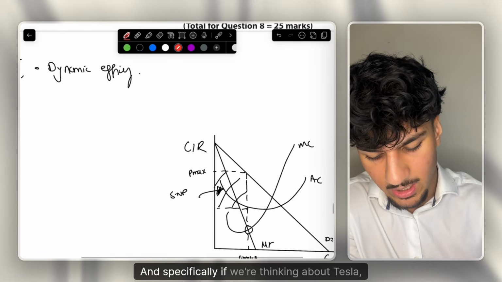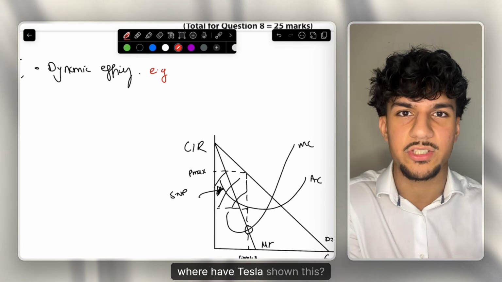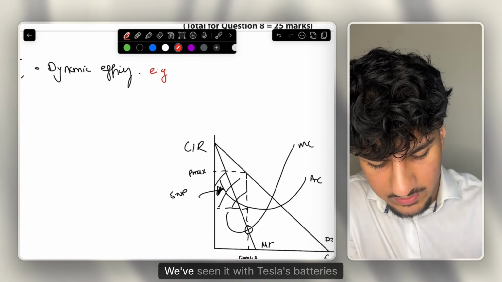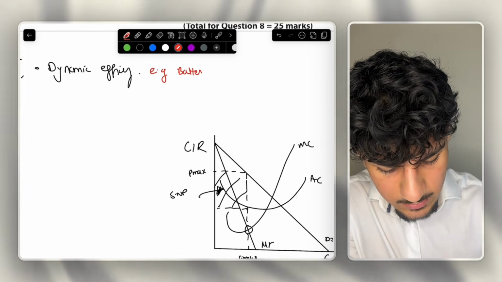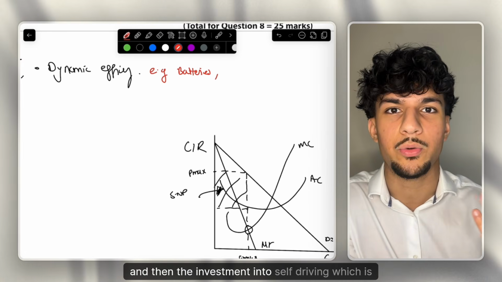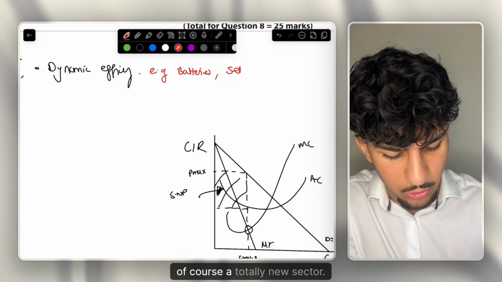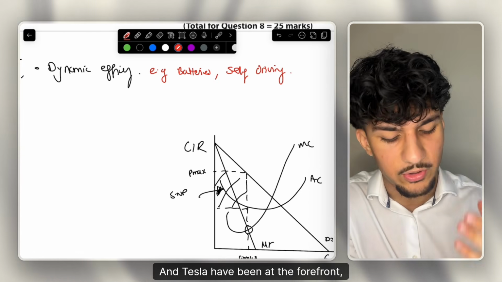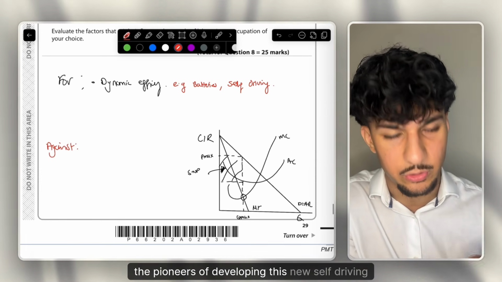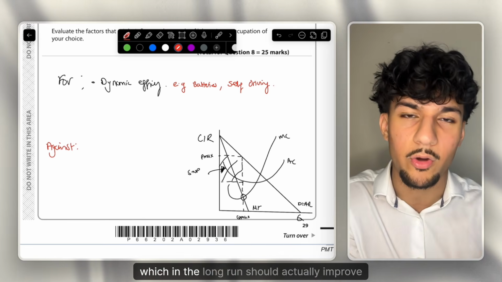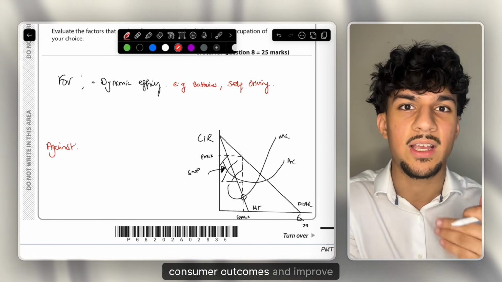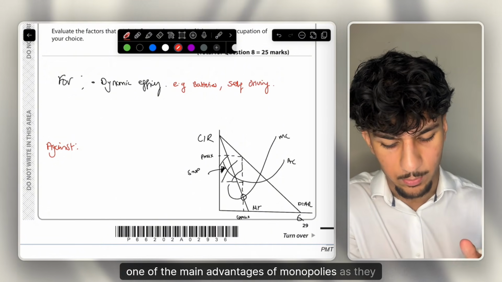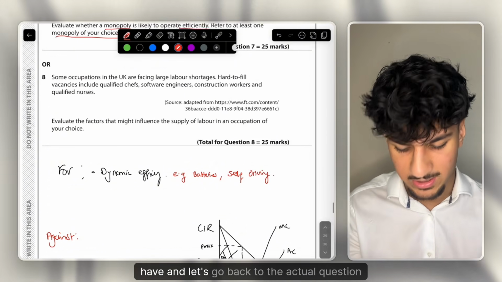Specifically, if we're thinking about Tesla, where have Tesla shown this? Of course, Tesla have been a pioneer in the electric vehicle market. We've seen it with Tesla's batteries, and then the investment into self-driving, which is of course a totally new sector. Tesla have been at the forefront, the pioneers of developing this new self-driving technology, which in the long run should improve consumer outcomes and improve quality of life for consumers. So that is one of the main advantages of monopolies.